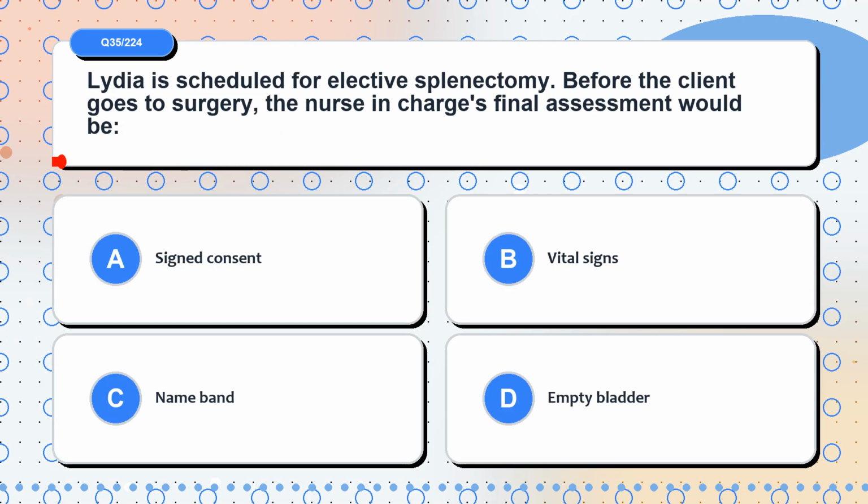Question 35. Lydia is scheduled for elective splenectomy. Before the client goes to surgery, the nurse in charge's final assessment would be. Here are the options. Option A. Signed consent. Option B. Vital signs. Option C. Name band. Option D. Empty bladder.